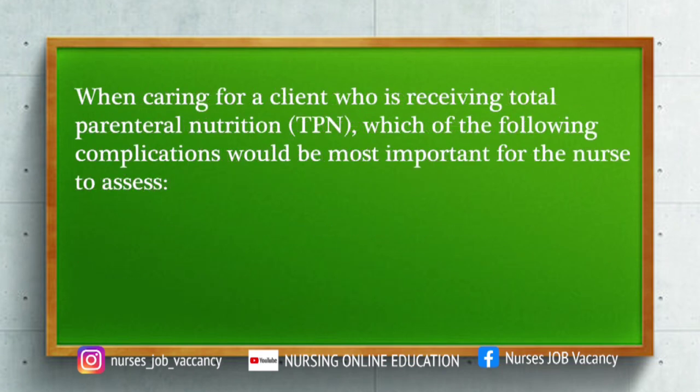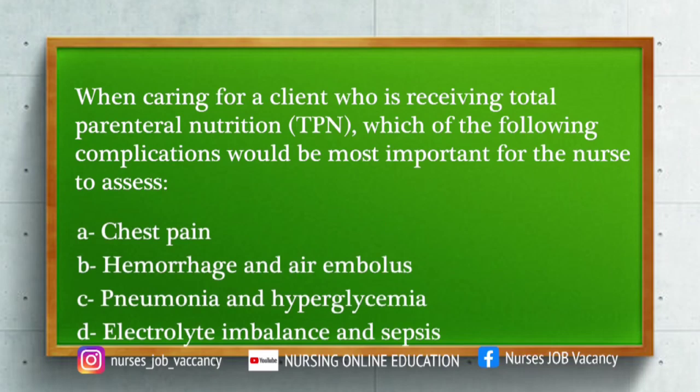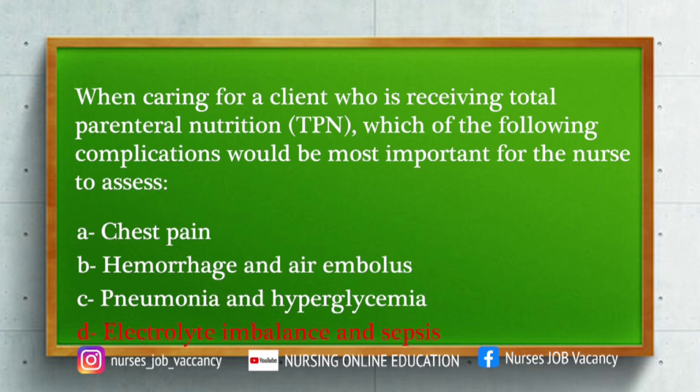Next question. When caring for a client who is receiving total parenteral nutrition, TPN, which of the following complications would be most important for the nurse to assess? A. Chest pain. B. Hemorrhage and air embolus. C. Pneumonia and hyperglycemia. D. Electrolyte imbalance and sepsis. The right answer is D. Electrolyte imbalance and sepsis.